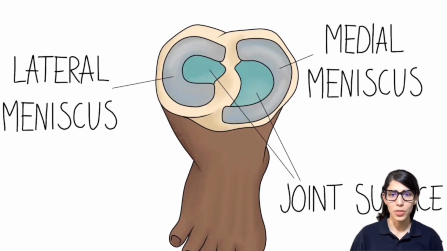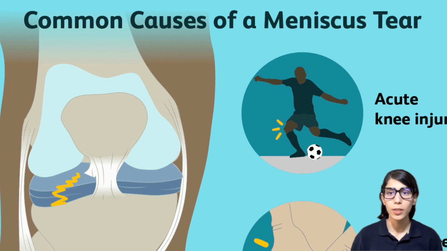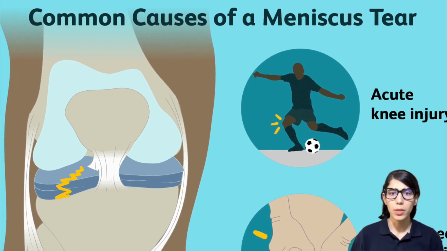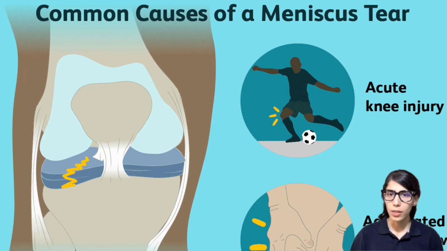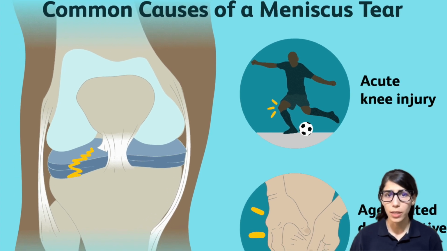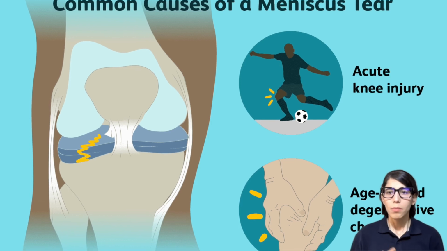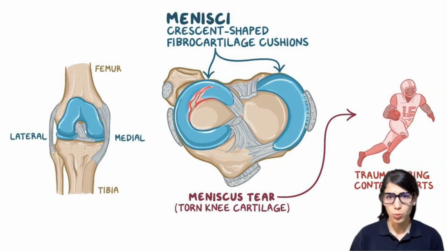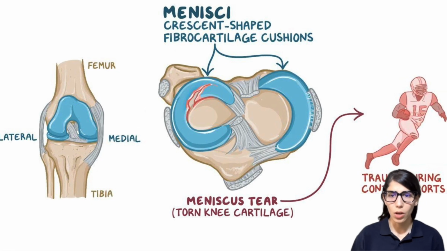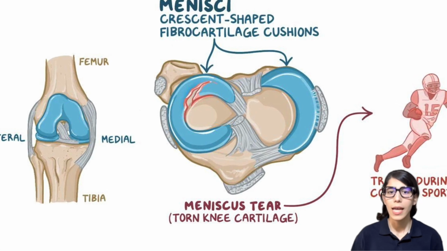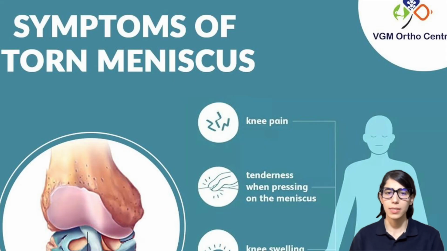Meniscus tears often result from a sudden twisting or rotating movement, particularly common in sport activities. Additionally, wear and tear over time, especially as we age, can contribute to the gradual breakdown. Athletes engaged in high-impact sports or those with occupations involving repetitive knee movement face an elevated risk of meniscus tear.